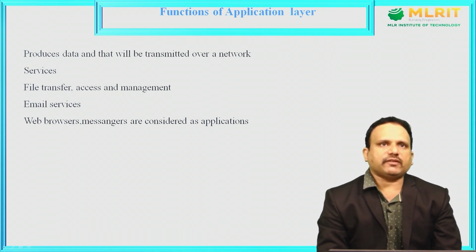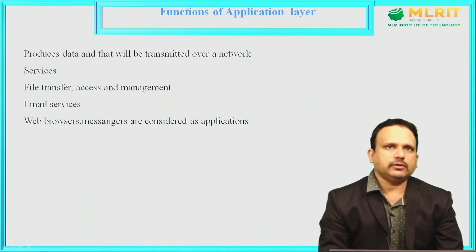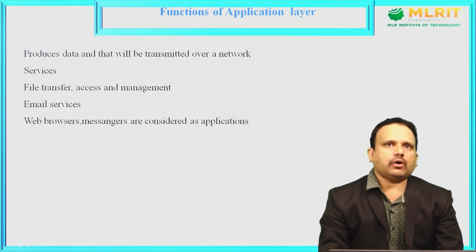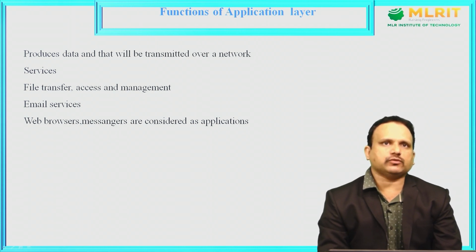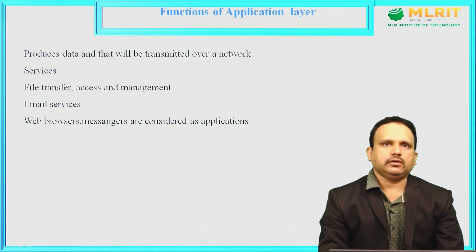And what are the services that it is going to provide? File transfer. So here application layer is responsible for transmission of files, accessing of files and managing the files, email services. So all these, what kind of applications that you have been using for all this transmission, like web browsers, messengers, etc. So this is the overview of entire OSI model.